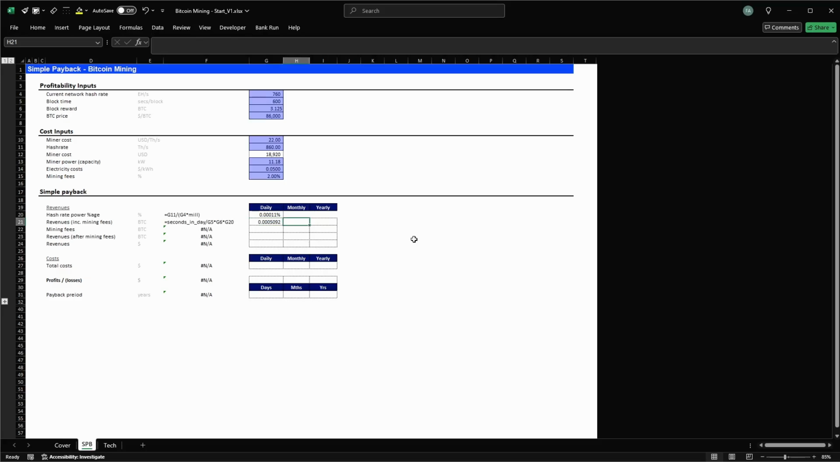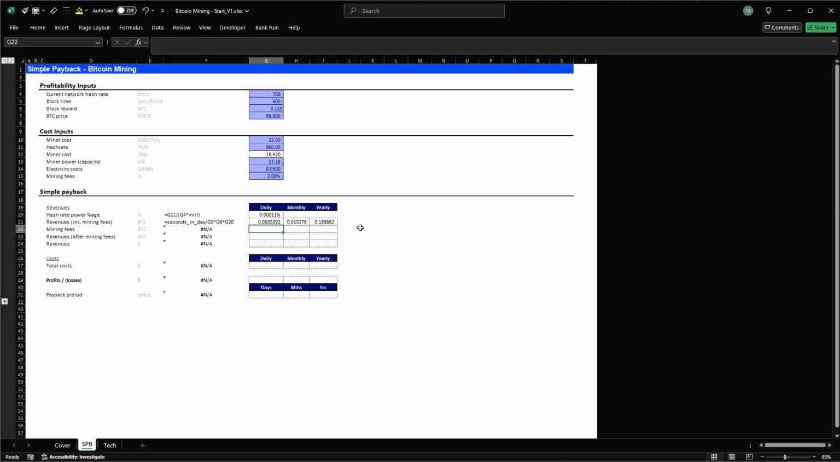So next we can calculate the monthly revenue. It's going to be this number here times the days in a month. Okay, so that's our monthly revenue. And here we're going to have the daily revenue times the number of days in a year. Okay, cool. That was an easy one.